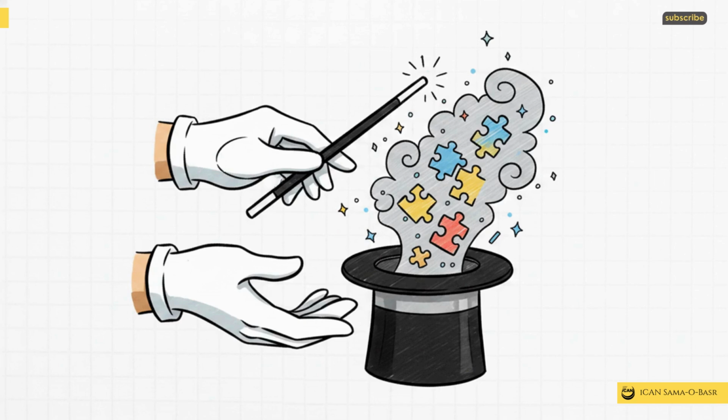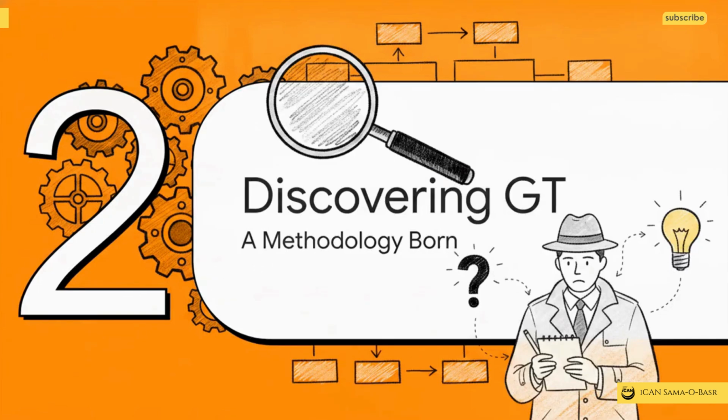So how do we fix this rigor problem? How do we keep our academic detective honest? That brings us to Section 2, discovering grounded theory.